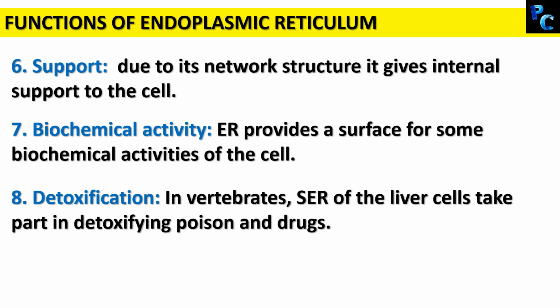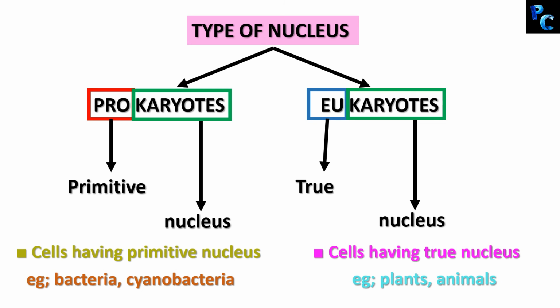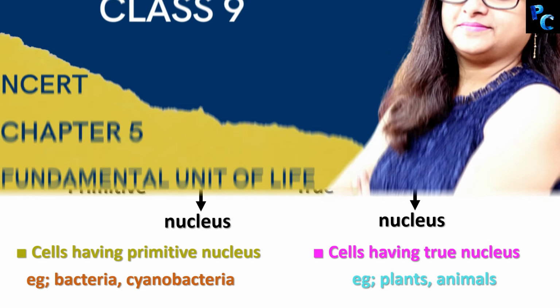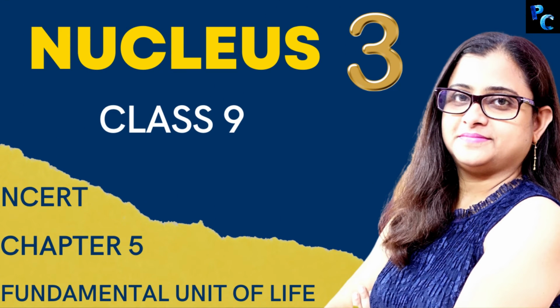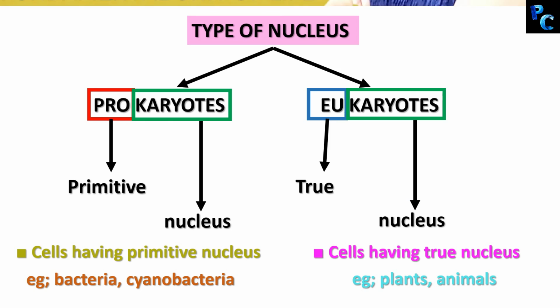So, I have told you that endoplasmic reticulum is a membrane-bound organelle and it is not present in prokaryotic cells like bacteria. Do you remember what are prokaryotic cells? Refer to my video on nucleus. Link is in the description. Remember, endoplasmic reticulum is present in all cells except prokaryotes and mammalian erythrocytes, that is red blood cell or RBC.